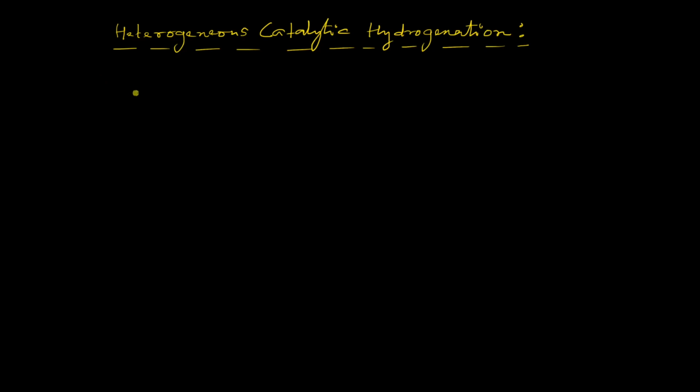Hello guys, in this video we are going to discuss the mechanism of a heterogeneous catalytic hydrogenation reaction. For that purpose I am choosing the molecule 4-methyl-2-pentene, which is this molecule. It is hydrogenated by reacting it with hydrogen gas in the presence of palladium on activated charcoal as a catalyst, and the solvent is methanol, and we will get 2-methyl-pentane as our product.